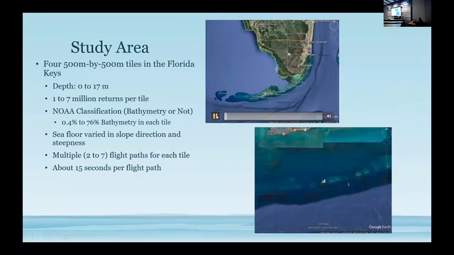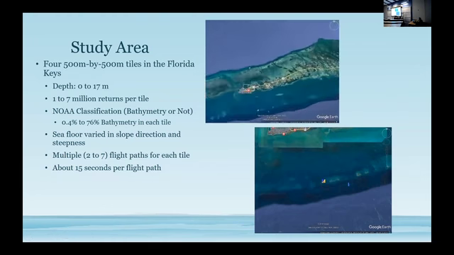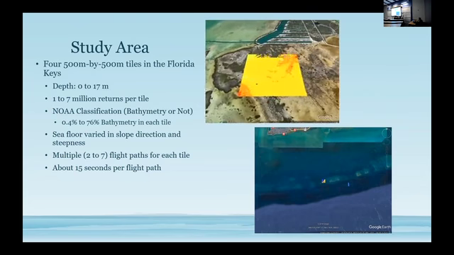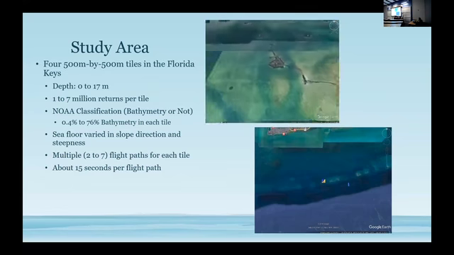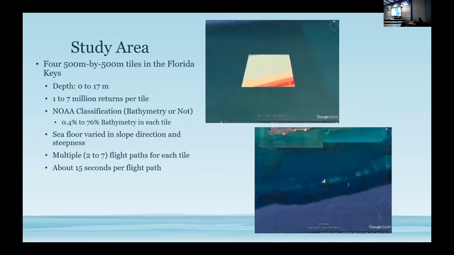So the first tile that I'm using is fairly close to the Key West airport. Some of it is actually above water. You can see that, and all of the orange stuff that you're seeing is above water. The other stuff is in very shallow water. Next one is a little bit deeper. This is the best behaved one. It's a very smooth slope. It's not very deep.